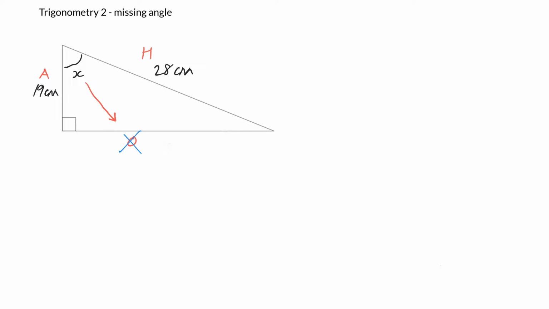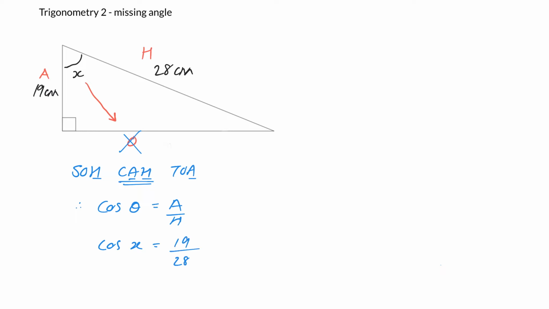So like the other questions, the next step is to write out SOH CAH TOA. Underline the parts we've got. Well, we've got the adjacent and we've got the hypotenuse, so therefore we're looking for the cos function. So write out the function, so therefore the cos of theta is equal to the adjacent over the hypotenuse. Next step is to substitute the values in, so we've now got the cos of x is equal to the adjacent, which is 19, over the hypotenuse, which is 28.